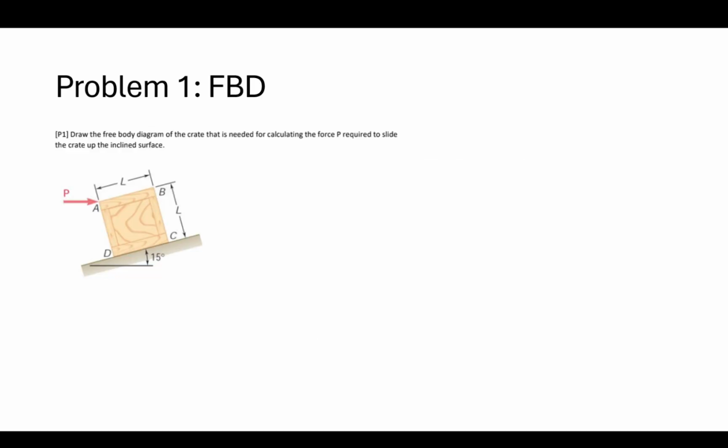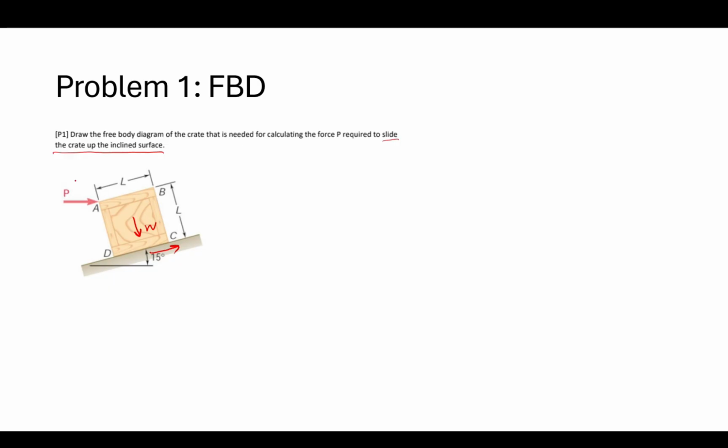So let's start with this problem right here. This one tells us to draw the free body diagram and not solve for force P. We just want to draw the free body diagram here. And we are also told that this crate is going to be sliding up the inclined surface. Some common misconceptions that I saw here: I saw people drawing the weight negative normal to the surface right here, which will be incorrect. And I saw some people drawing the friction force going upwards.